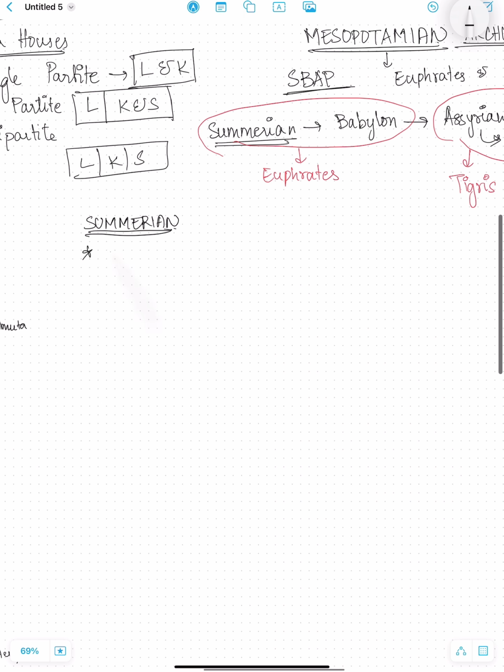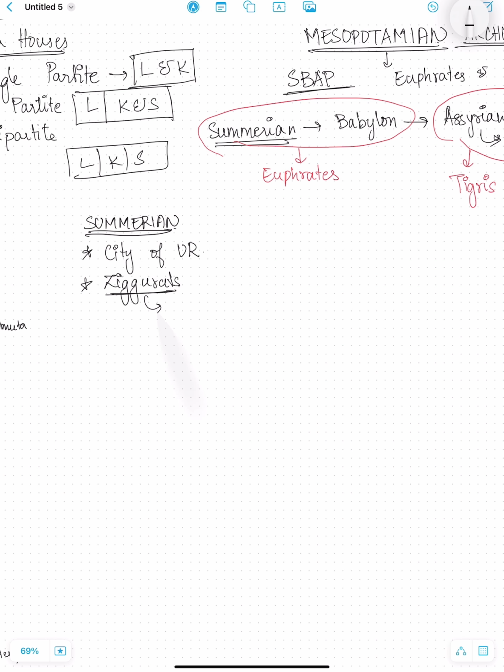There was a famous city in Sumerian civilization which was called the city of Ur, and Sumerians were famous for making ziggurats. Now, ziggurats is something that they considered to be buildings which connects the heaven and earth, and sometimes they called it the stairways to heaven.